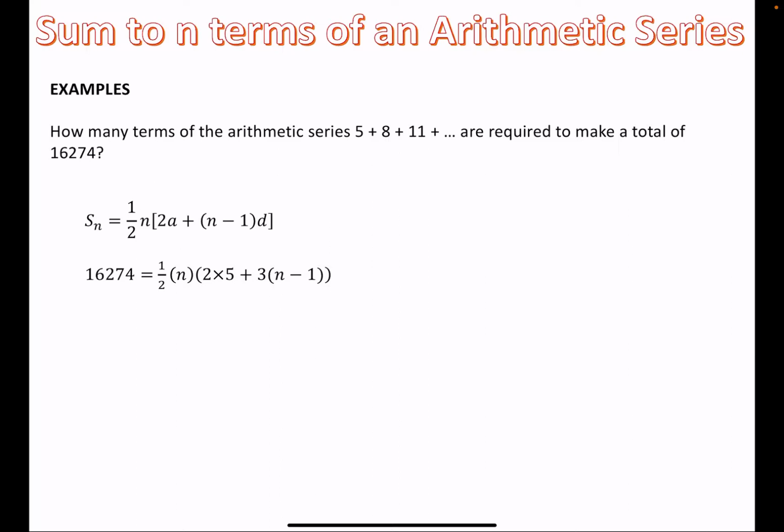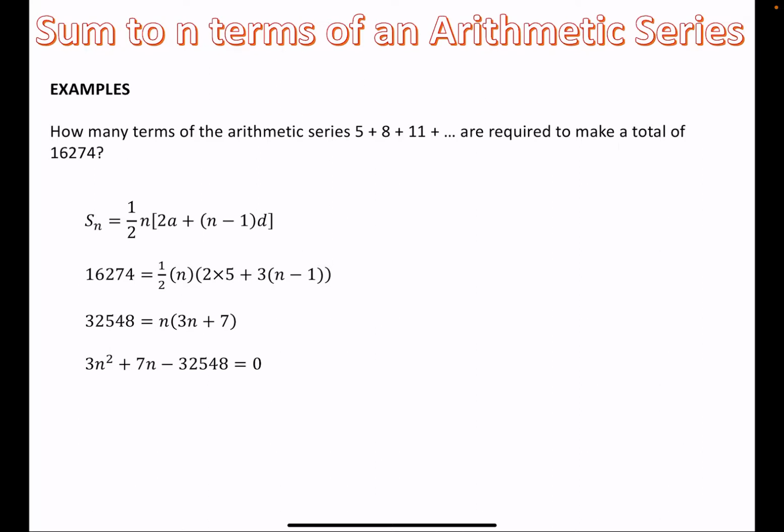We know the first term, we know the difference between them, so we're just going to use this formula in reverse to find out what n is. Okay. So working it through, you can see you've got two n's in the formula. If we've got two n's in the formula, it means we're going to end up with a quadratic like so.